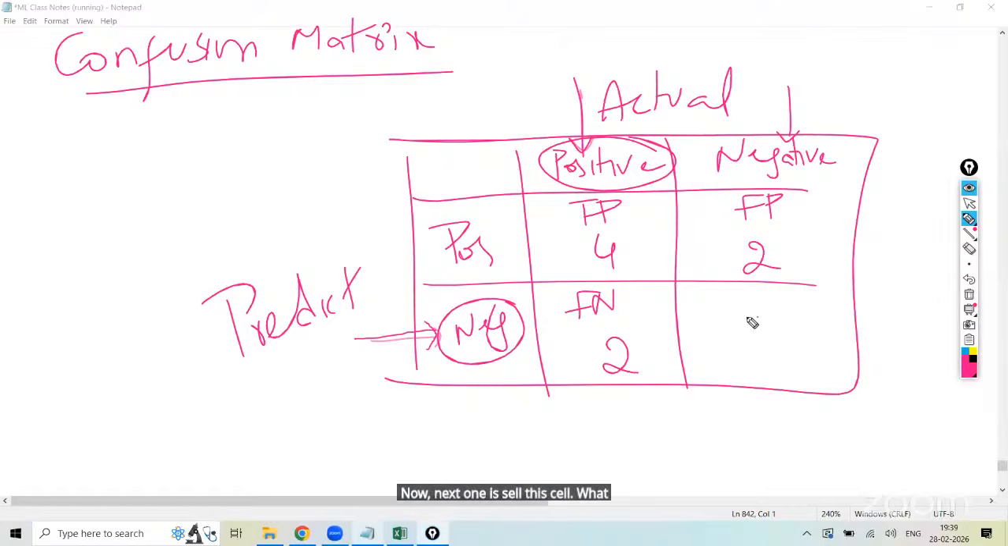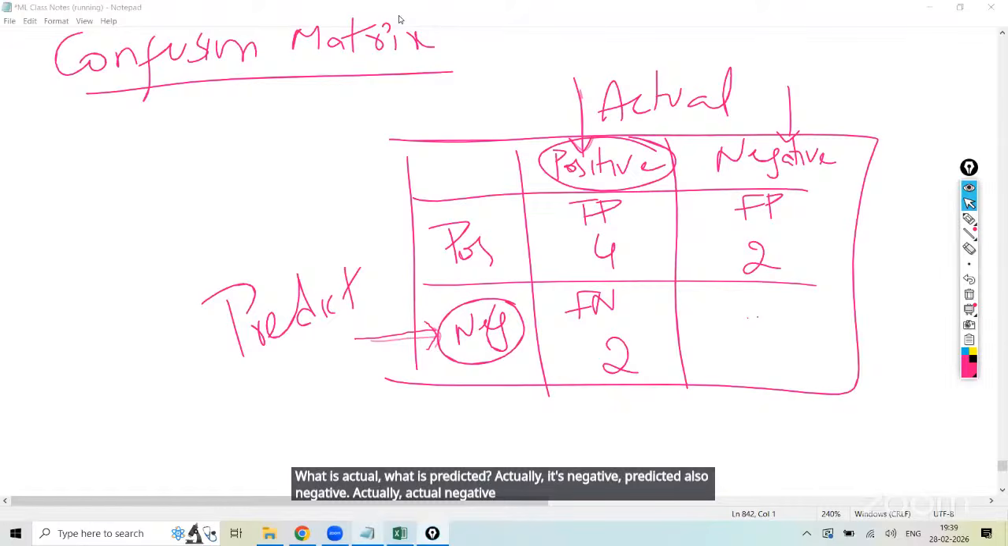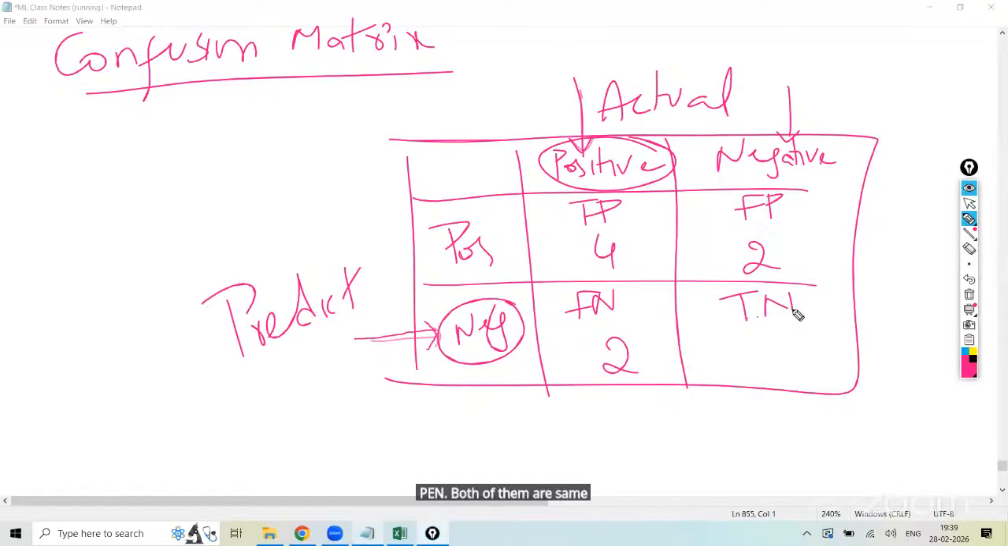What is this cell? What is actual, and what is predicted? Actual is negative, predicted is also negative. Actual negative and predicted negative, what is it called? This one is T, N. Both of them are the same, right? How many records are there? 4 records are there. Just writing these 4 numbers like this is called a confusion matrix.